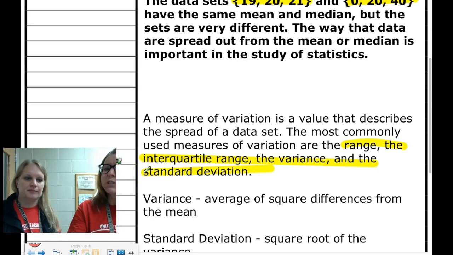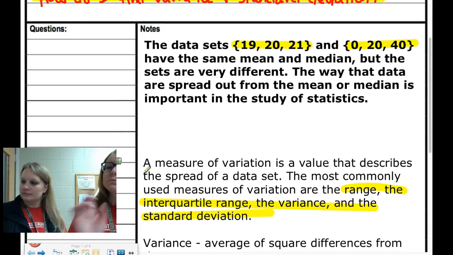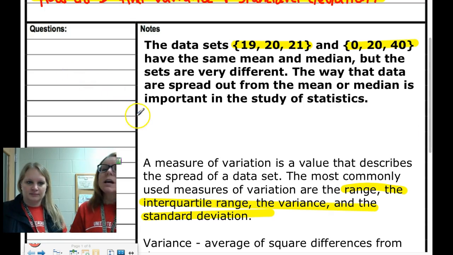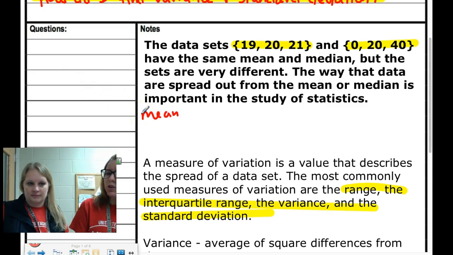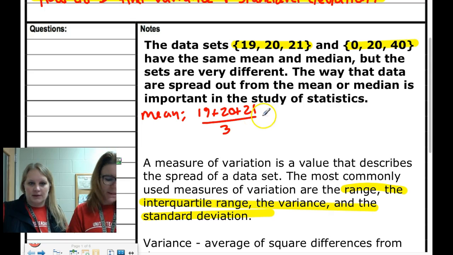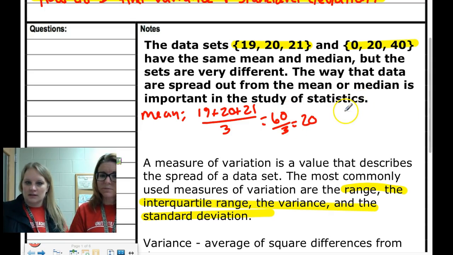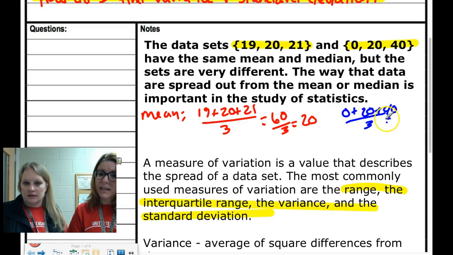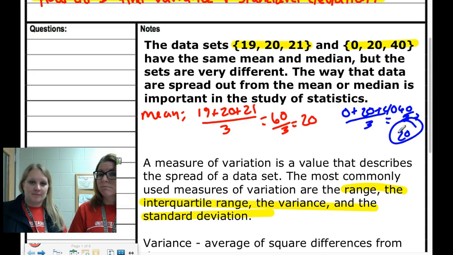So we're going to talk about those in a minute, but before we do that, we're going to prove to you right now that the mean is the same on both. This is a good review on mean and median. So mean, we add our numbers together and divide by how many there are. And we get 60 over 3, which is 20. Now we're going to find the mean of the other one. So we do 0 plus 20 plus 40 over 3. And that is 60 over 3, which is 20. Same mean.